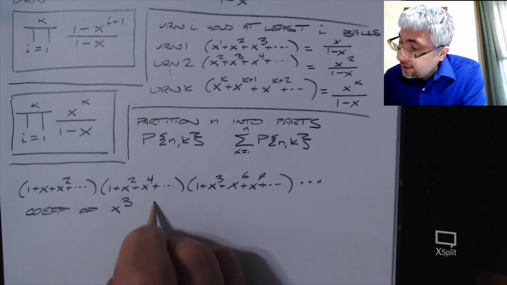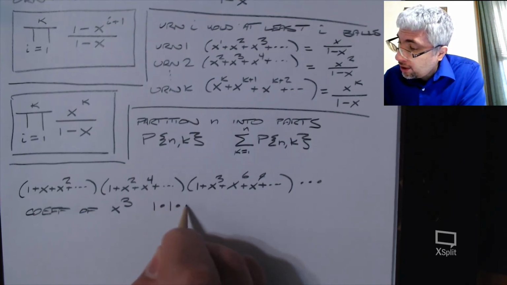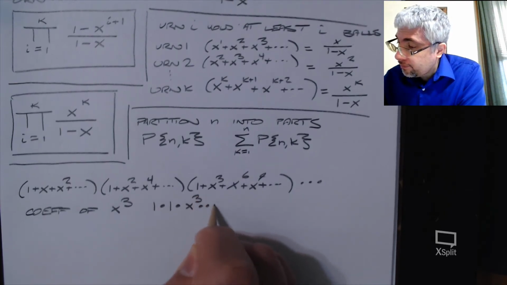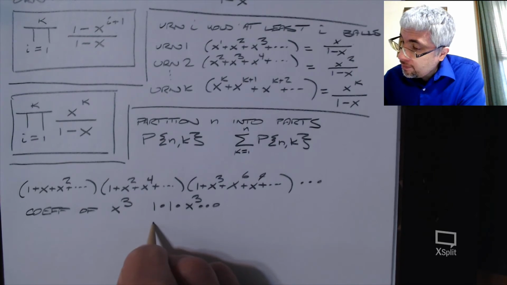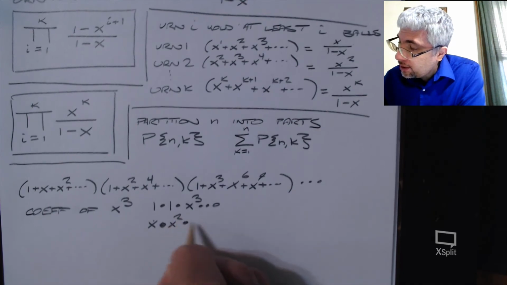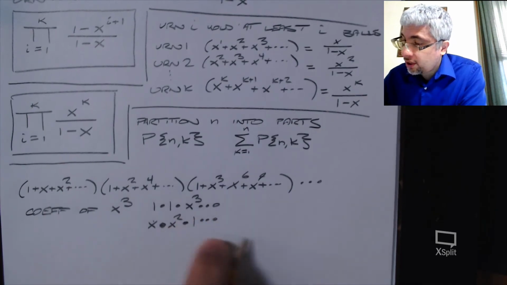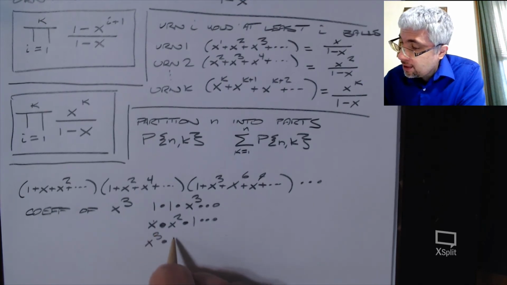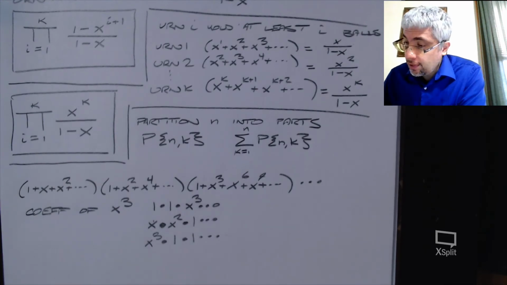So what did I say? I could do 1 times x cubed times, and then these are all 1s. Or I could take x times x squared times 1 and all 1s. Or I can take x cubed times 1 and all 1s. And that's it. And the same is going to be true for any coefficient.